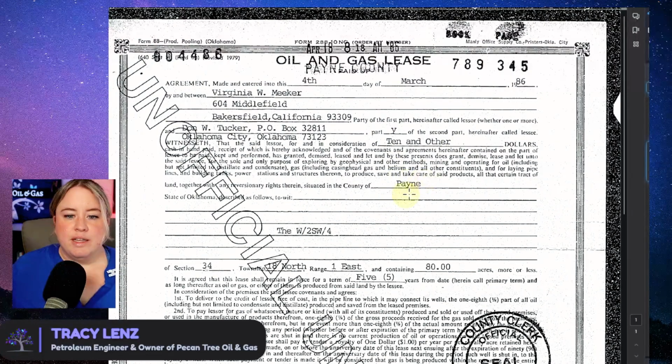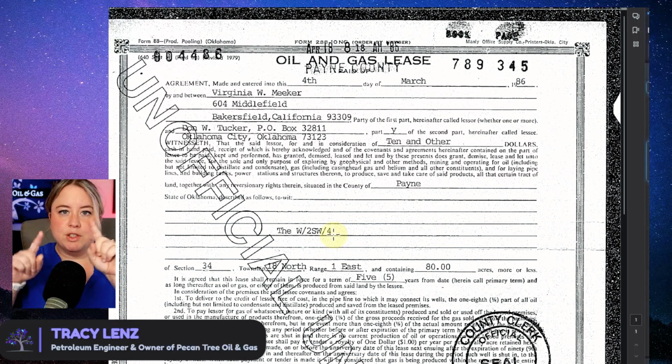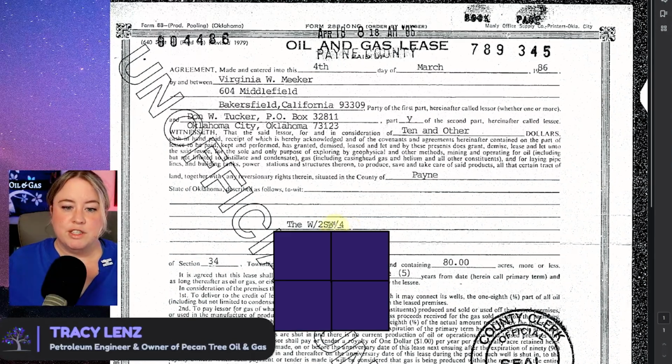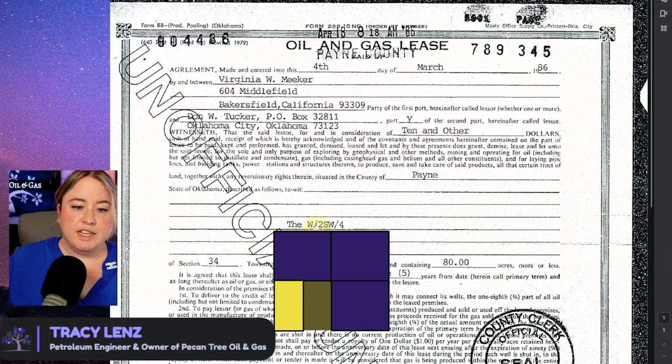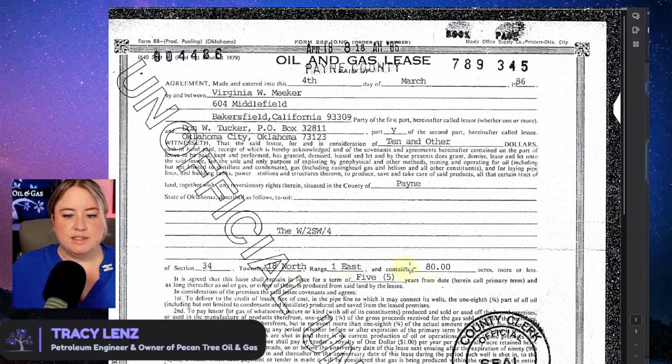Okay, now we are in Payne County, Oklahoma, 1986, March 4th. That was a good month. Won't say why. This is the west half of the southwest quarter. That's how you read this nonsense here. If you were to draw a box, cut it into fourths, you're looking at the southwest quarter of that box. And then of that box you just made, you're looking at the west half of it, right? So that's Section 34, 18 North, 1 East. And that little fenced in area is 80 acres.